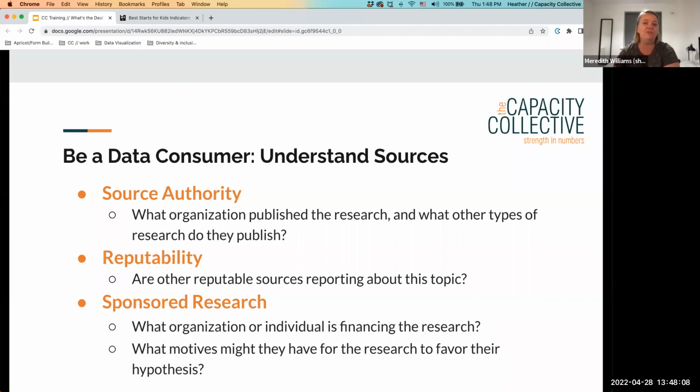So really there are a few data checks that we recommend when it comes to the source. So first is source authority. Who published that research? What organization? And what other types of research do they publish? Do they seem to have a particular agenda?